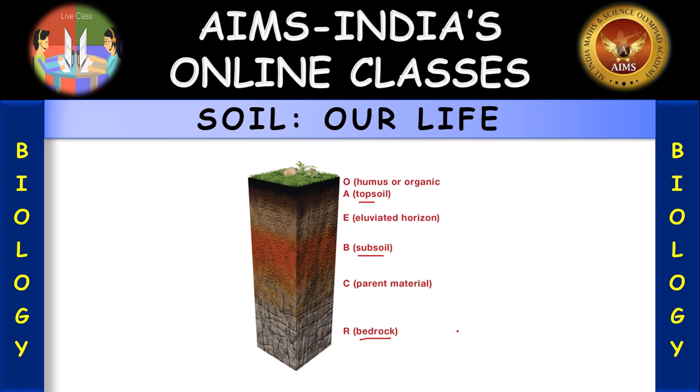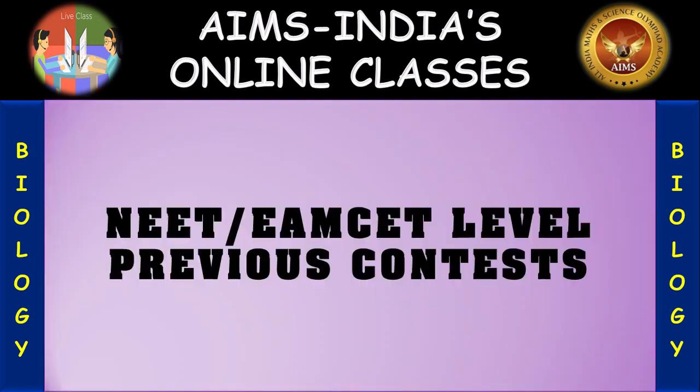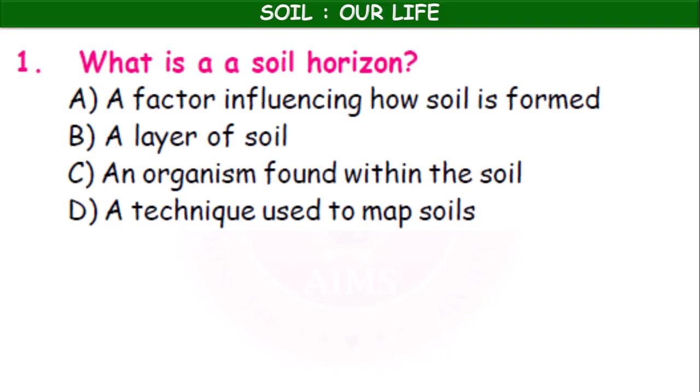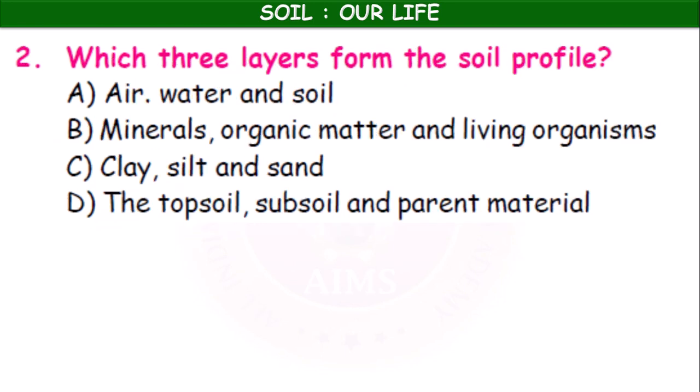Okay, children, these are the brief concepts. So let us enter into the exercise. The first question: what is a soil horizon? A factor influencing how soil is formed, a layer of soil, an organism found within the soil, or a technique used to map soils. Soil horizon is nothing but a layer of soil.